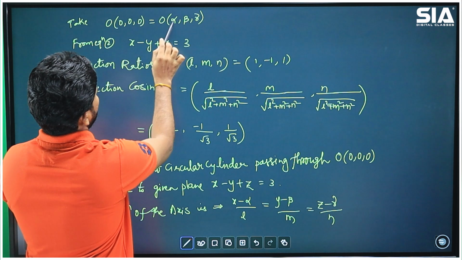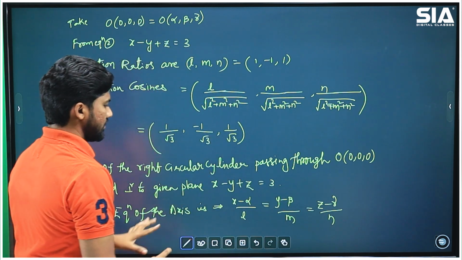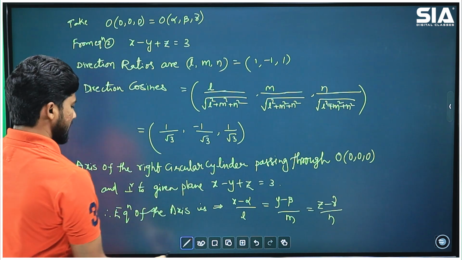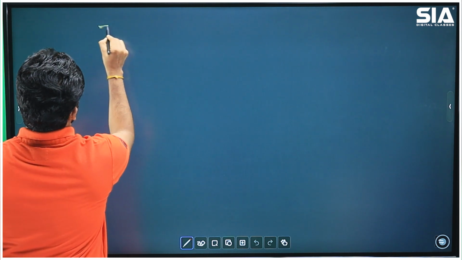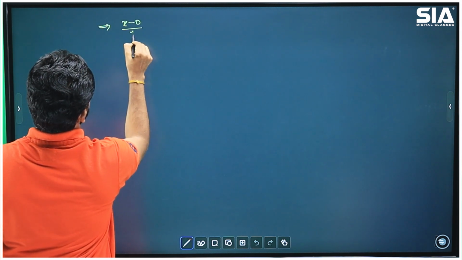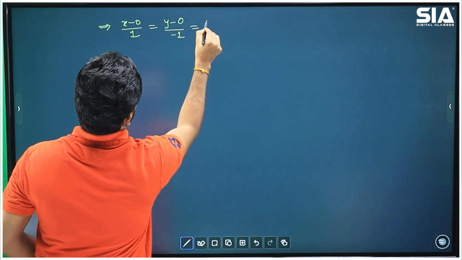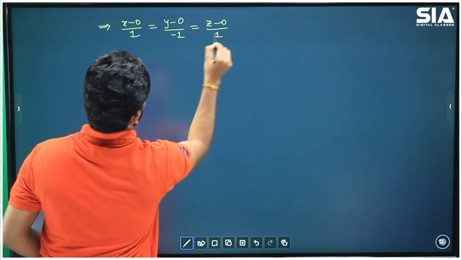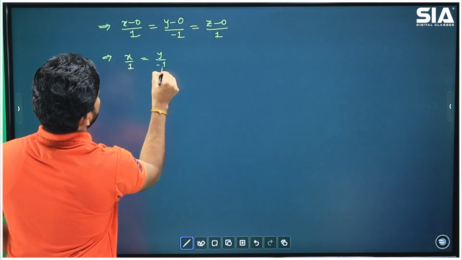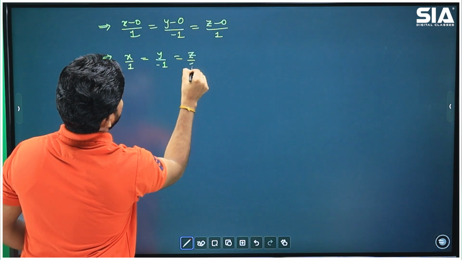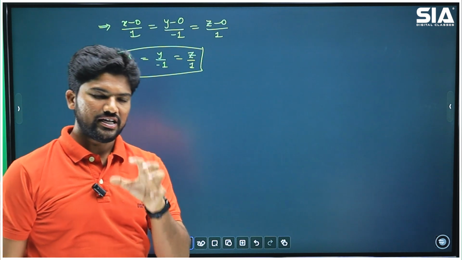Now in place of alpha, beta, gamma substitute 0, 0, 0. In place of l, m, n substitute these values. From that we will get the axis of the right circular cylinder. So the axis of the right circular cylinder is x minus 0 by 1 is equal to y minus 0 by minus 1 is equal to z minus 0 by 1. Therefore x by 1 is equal to y by minus 1 is equal to z by 1. Finally we got the equation of the axis of the right circular cylinder.